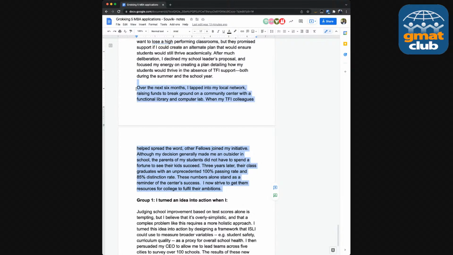So think about your essays as stories that you can use for multiple applications. You will not have to have one unique story for every single essay that you write.